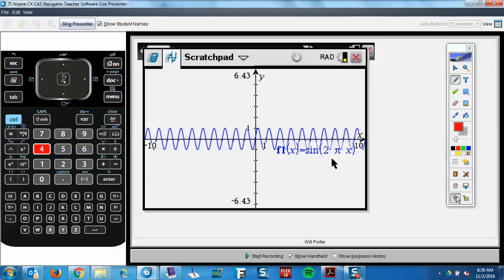It's odd, isn't it? Odd goes through the origin. Odd has origin symmetry. So you go this way and up, this way and down, right? Opposites. You get opposites in, opposites out. It's an odd function. Even would be like cosine, y-axis symmetry. Okay? So we had some of that stuff.